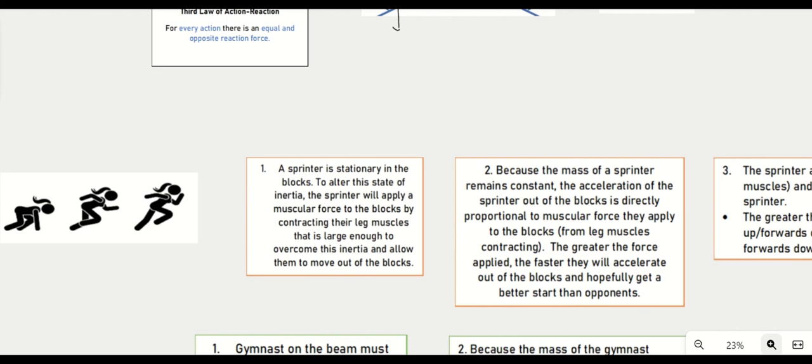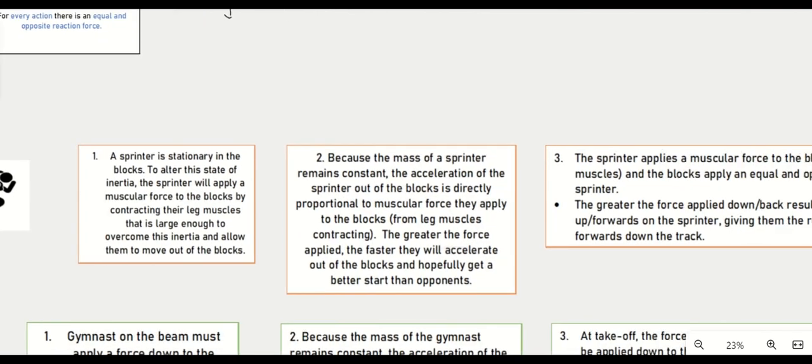For the second law, because the mass of the sprinter remains constant, her acceleration out of the blocks is directly proportional to the muscular force that she applies when she contracts the muscles in her legs. The more force that she applies to those blocks, the more force from those muscles, the greater the acceleration, the faster the acceleration out of the blocks will be. And hopefully she'll get a better start than her opponents.